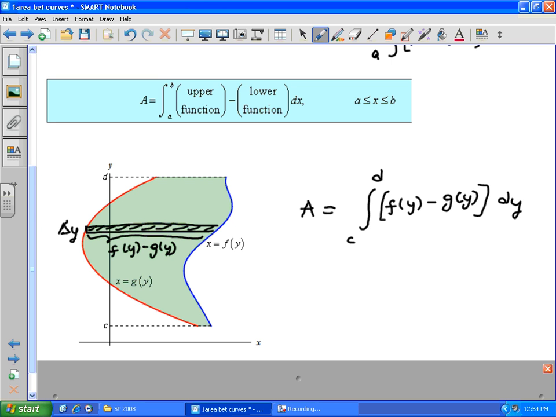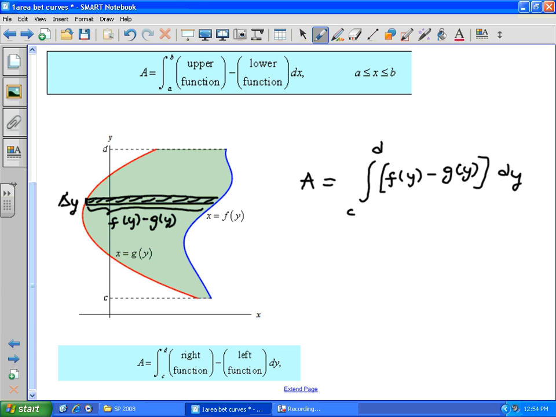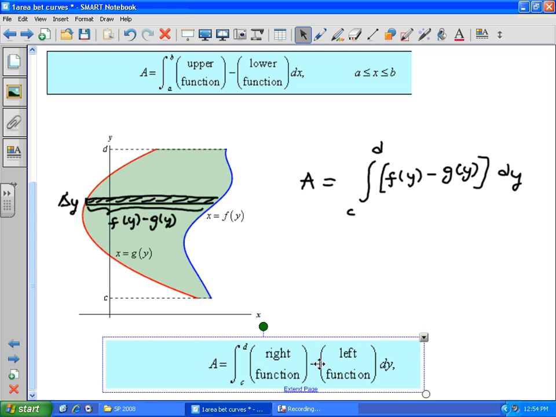So first thing to decide is pick your representative rectangle, decide whether it's going to be delta x or delta y. Based on that, you can set up the entire problem, whether it's top minus bottom or right minus left. So once again, if we write it in words, this is what we end up with. In this case, it was right minus left times dy. And we're going to do many examples about these two formulas that we just looked at.